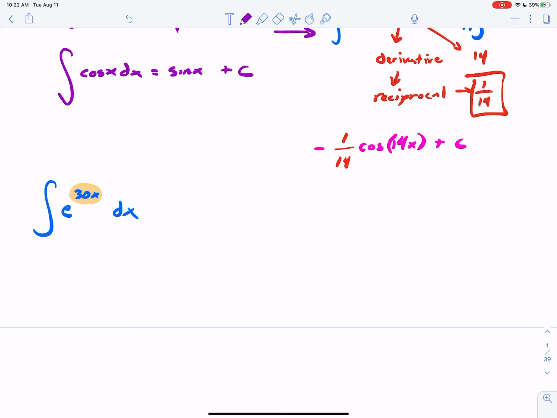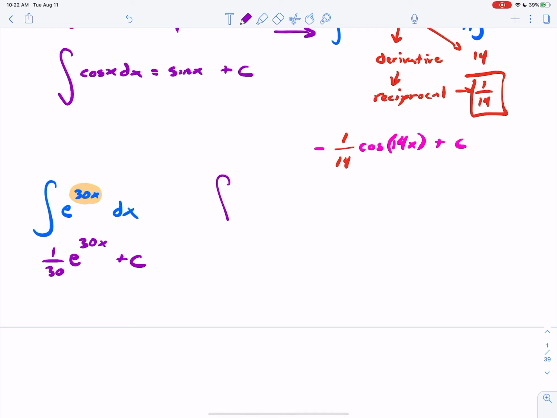Okay, so what goes on the outside will just be 1 over 30, and the integral of e is just itself, so that stays the same. You guys should be able to do that with enough practice there, okay?